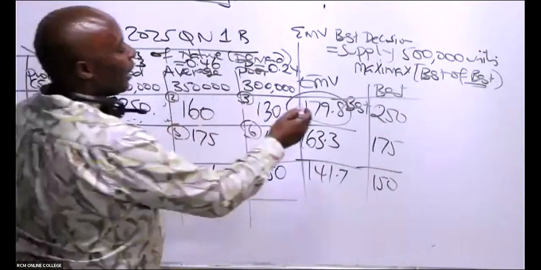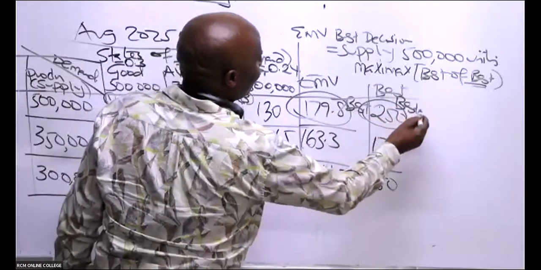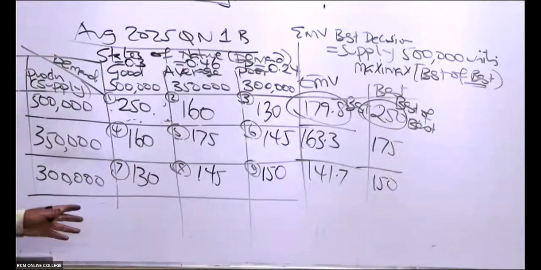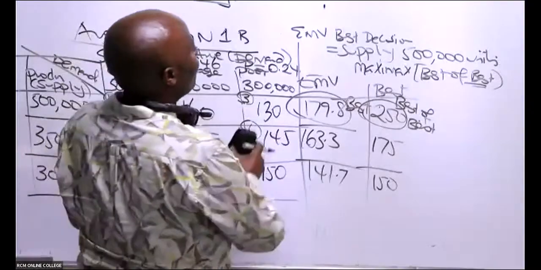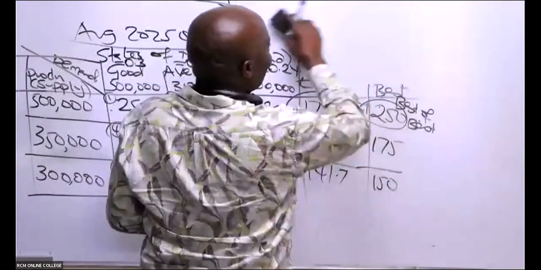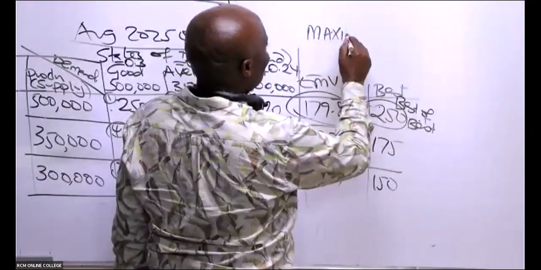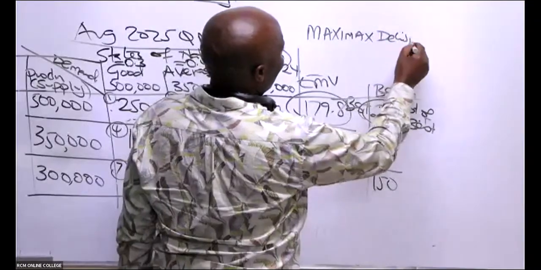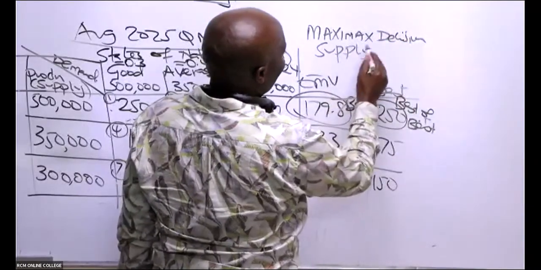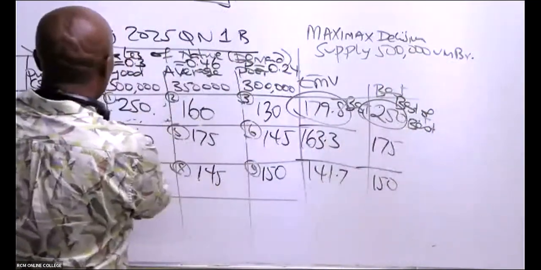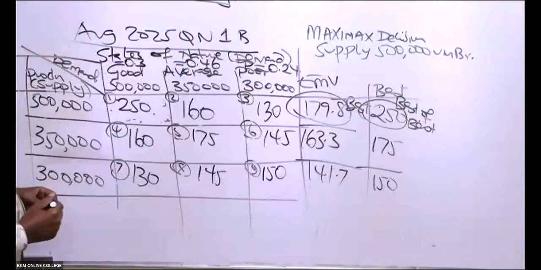Maximax, this is the best of the best. Yes, that's the best of the best. So the best maximax decision, again, supply how many umbrellas? So maximax decision: supply 500,000 umbrellas because they correspond to this 250. That is the maximax decision.